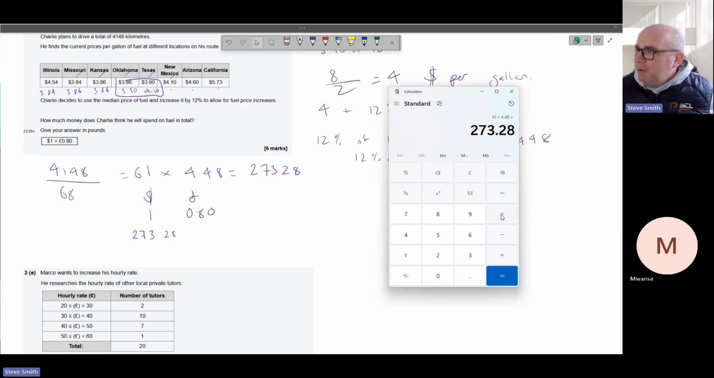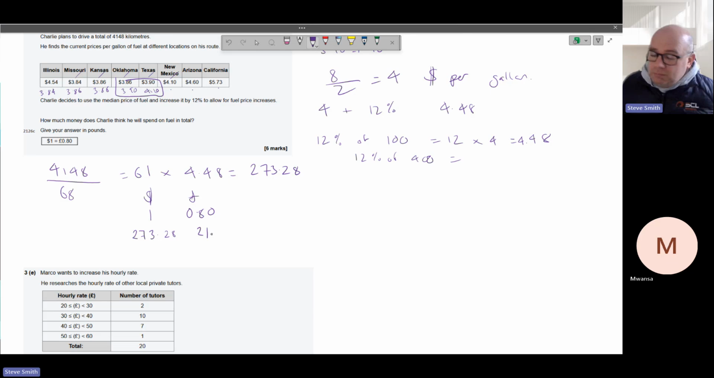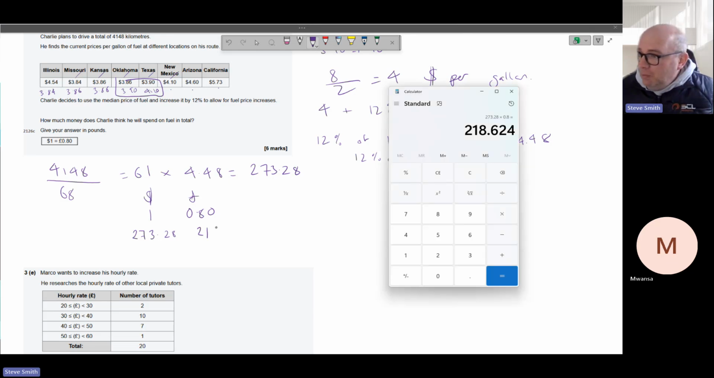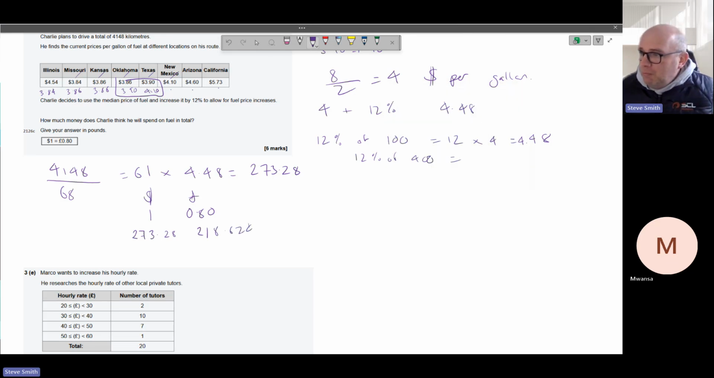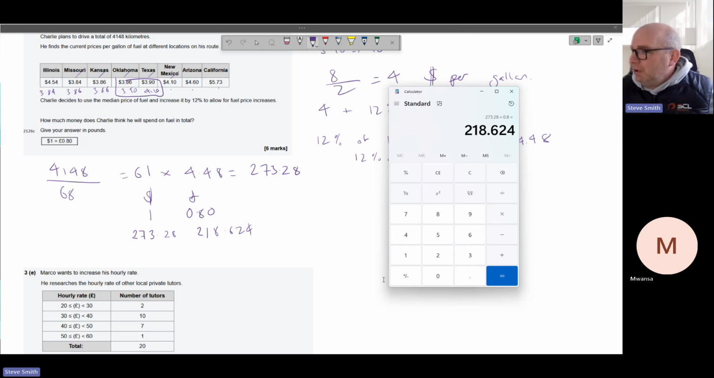So if we multiplied it by 0.8, we can see that we got a number that's smaller than the dollars. So that is the right way. If we did it the other way, by accident, or we weren't sure which way around it goes, 273.28 divided by 0.8, we've now got £341. We can see, well, that can't be right because $1 is worth more than £1.